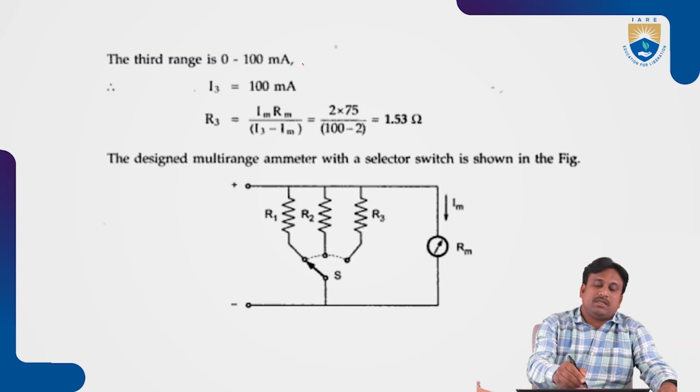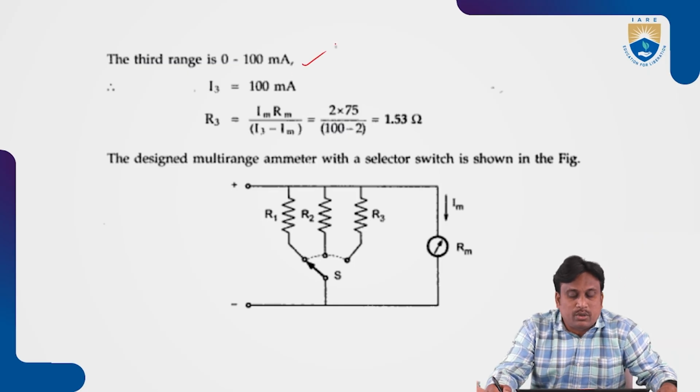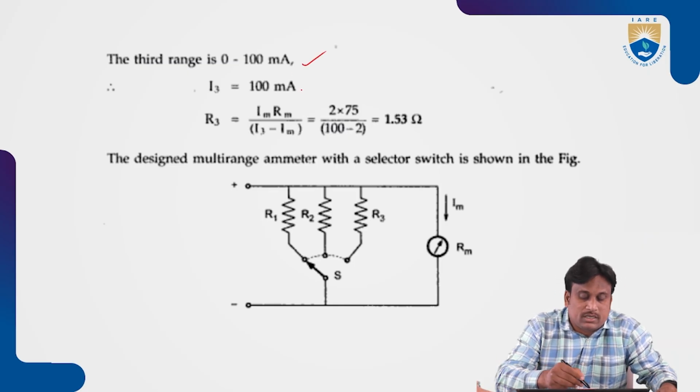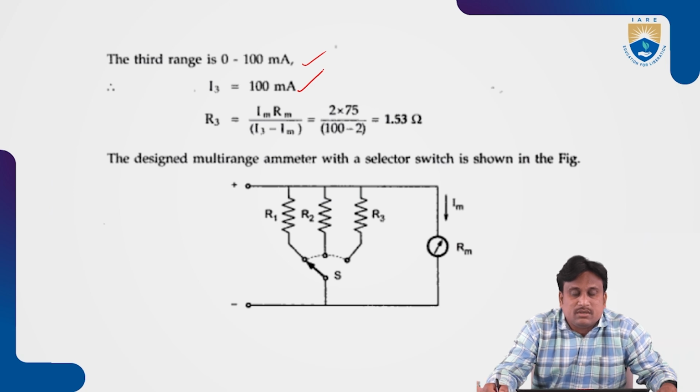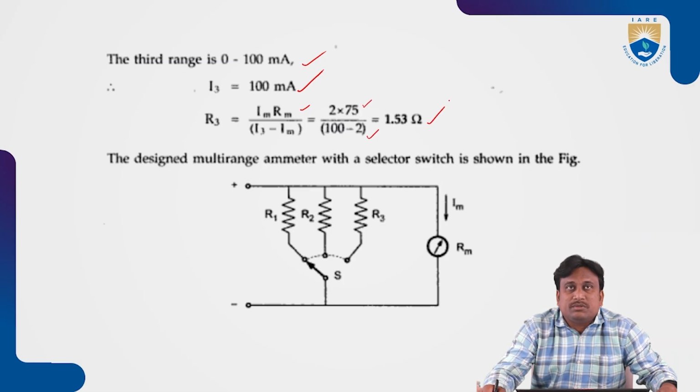Coming to the third range, 0 to 100 milliamps, your third current is 100 milliamps. Your R3 becomes Im Rm by I3 minus Im. Im is 2 into 75 by I3, which is 100 minus 2. So we obtain 1.53 ohms as R3.